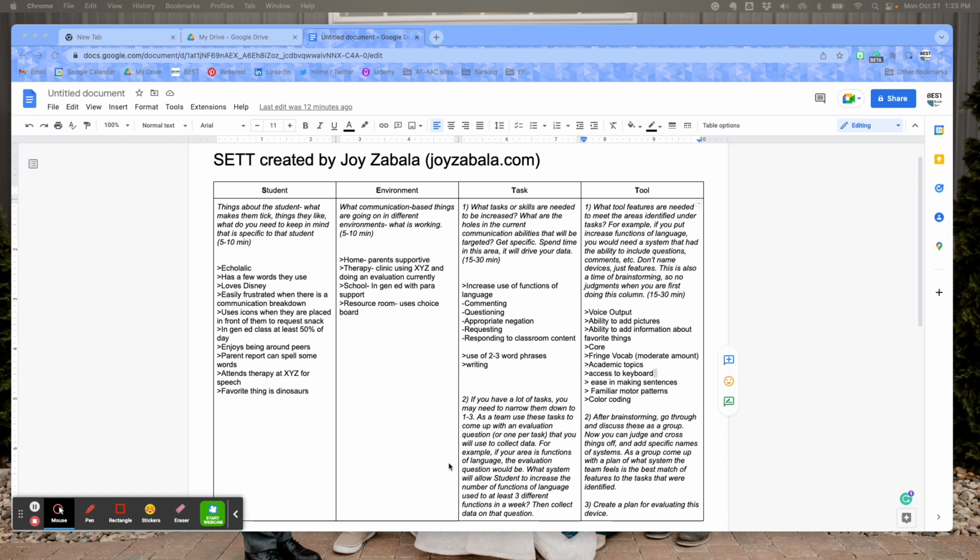I hope that is helpful in describing it and explaining it, but the biggest thing to remember about the SET is it is a structured framework for problem solving, and that's really what you want to do. And when you get to tools, initially you're not going device specific, you are going feature. What do we need the system to do? We need the system to do XYZ. And if we can find a system that does XYZ, the team feels that you will have the best ability to match the task or the skill that you've identified that you're going to be taking data on, that the student needs to improve and increase.